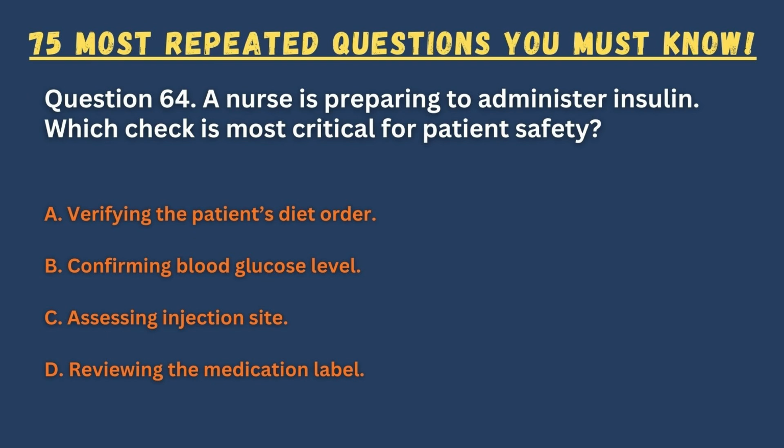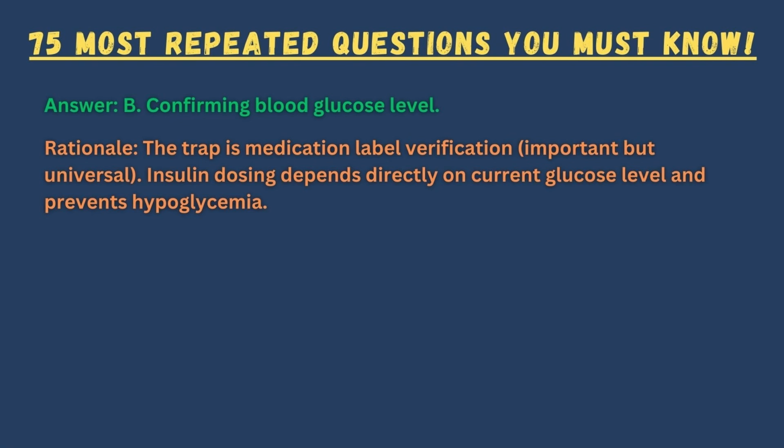Question 64. A nurse is preparing to administer insulin. Which check is most critical for patient safety? A. Verifying the patient's diet order. B. Confirming blood glucose level. C. Assessing injection site. D. Reviewing the medication label. Answer. B. Confirming blood glucose level. Rationale. The trap is medication label verification, important but universal. Insulin dosing depends directly on current glucose level, and prevents hypoglycemia.